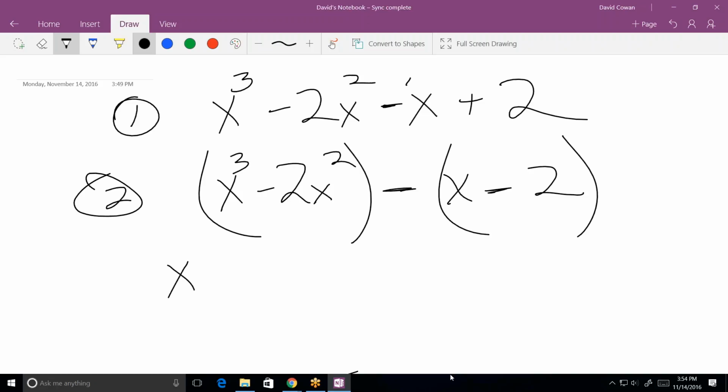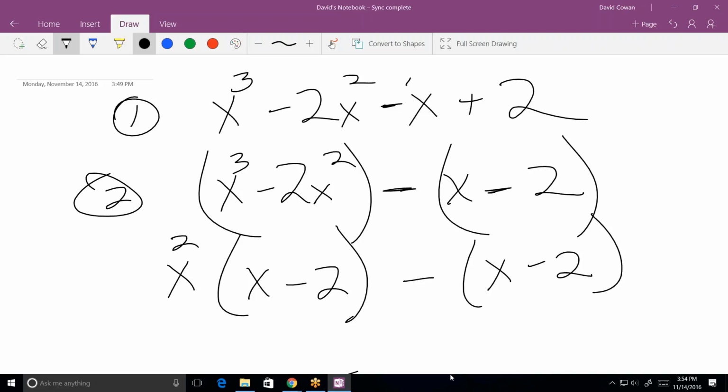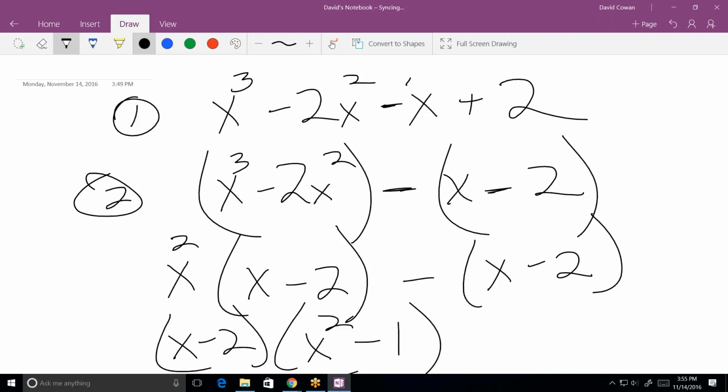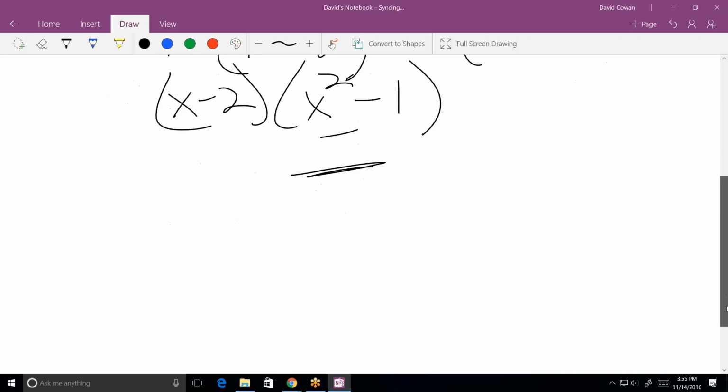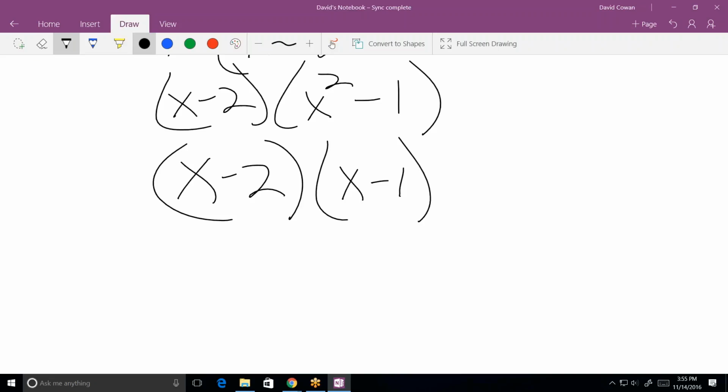Now watch what happens. I factor out an x and I'm left with x minus 2, minus x minus 2. And now when I factor out the x minus 2, I'm left with x squared minus 1. Well, now I can factor that further. How do I factor it now? X minus 1, x plus 1. So you end up with the 3 linear factors, x minus 2, x minus 1, x plus 1. And those are your 3 solutions to that cubic.